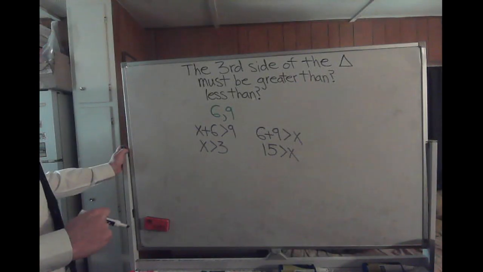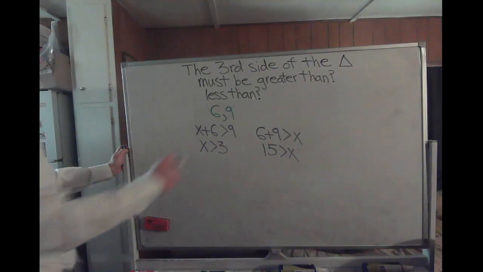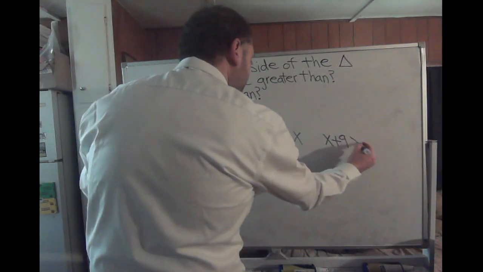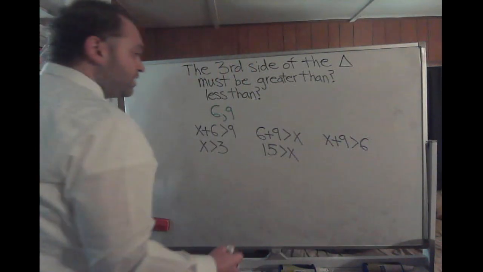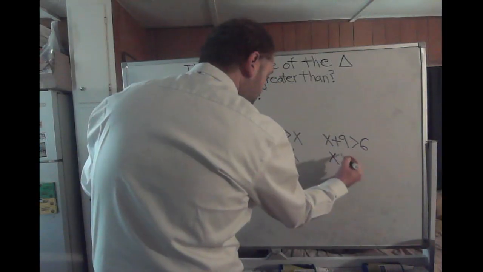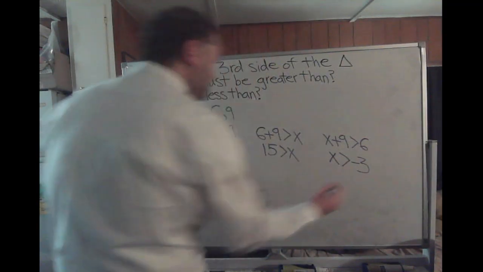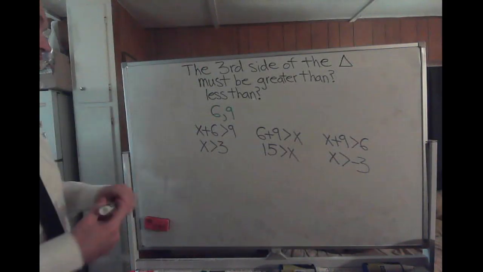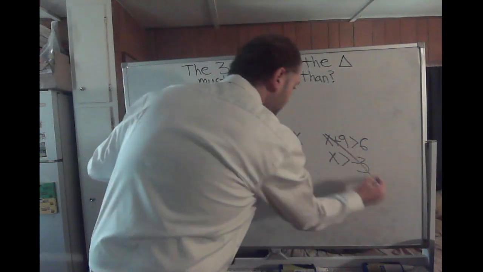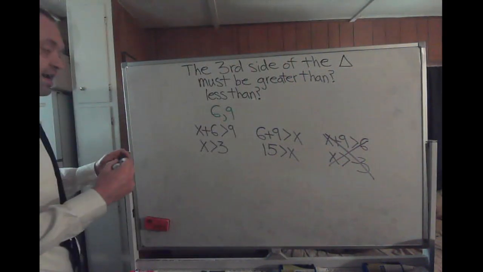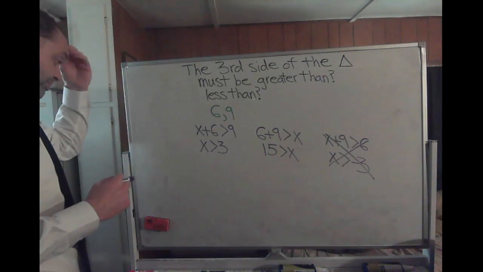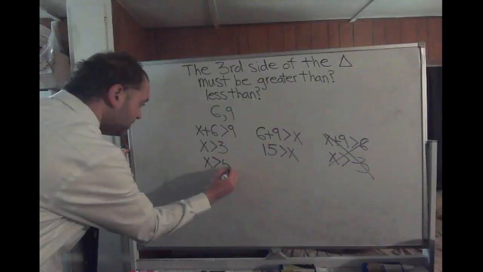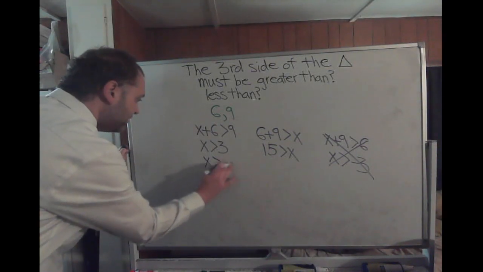And then last but not least, you're going to have x plus 9 greater than 6, which would then just give you that x is greater than negative 3. Well, right away we notice we have a negative solution. If you have a negative number, you throw that out right away because you can't have a negative length. So of course we have x greater than 3. Whoops, not 5. Why am I writing 5?